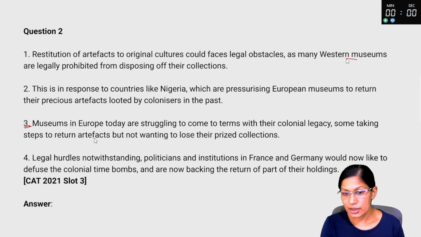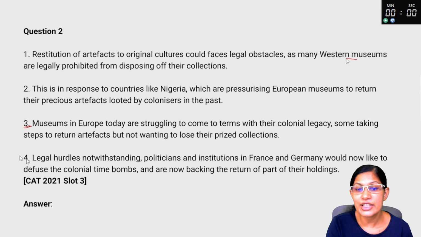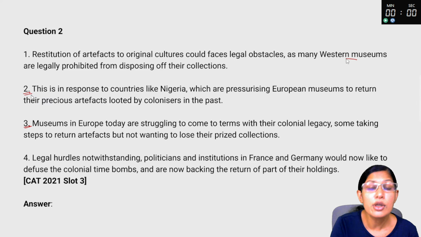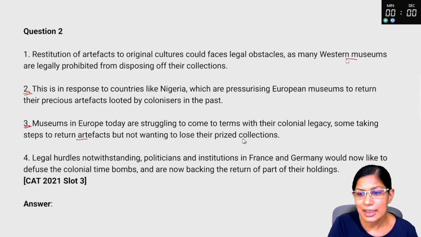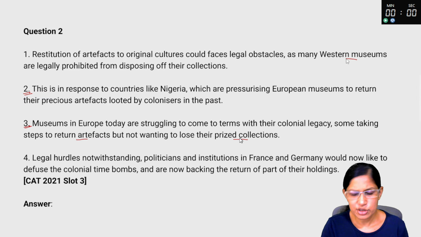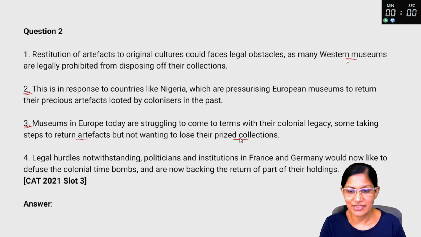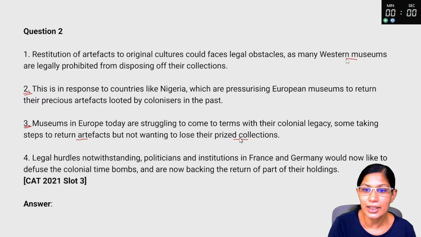Now, this being the problem, we also have statement 2, which is elaborating or adding a little more of an example to this problem, right? So in Europe, museums are struggling today. They want to return artifacts, but at the same time, they don't want to lose their collection. Also, it's understandable, right? It's something which they've had maybe for a few decades. They want to give it back to the original country, but they're also feeling that pinch of something that's been here, it's going to go away.